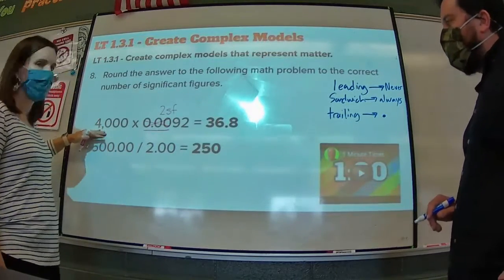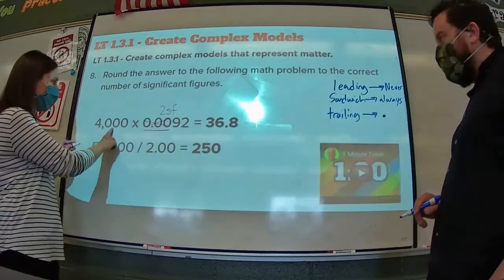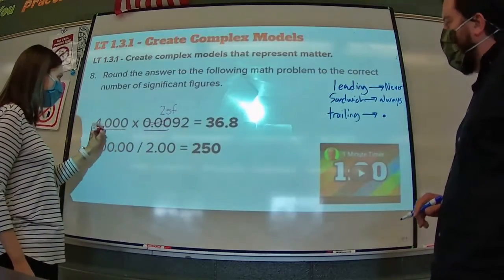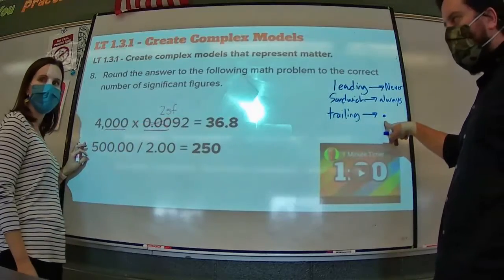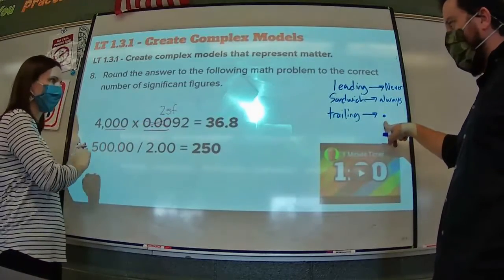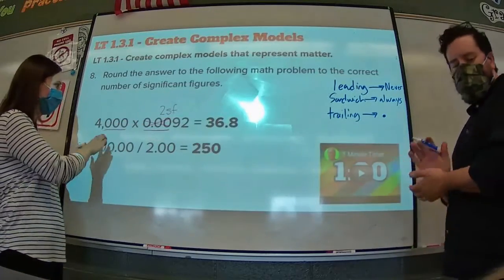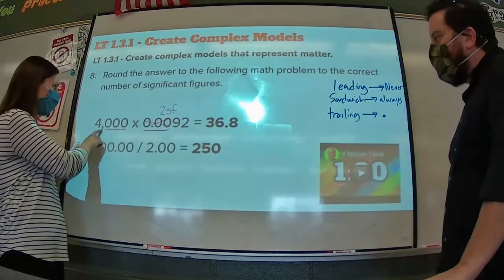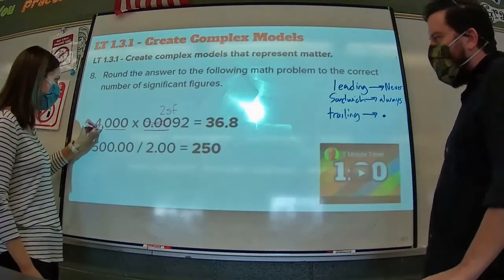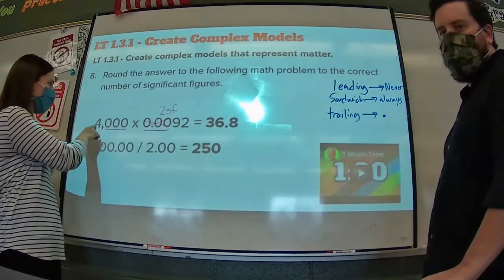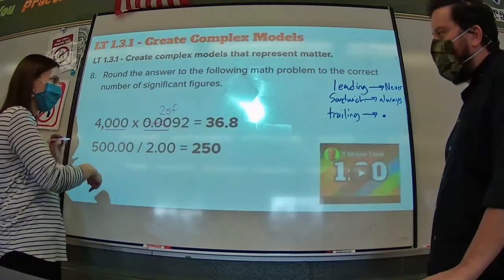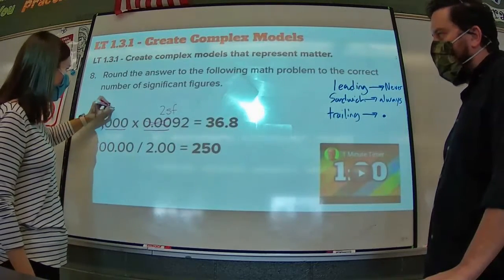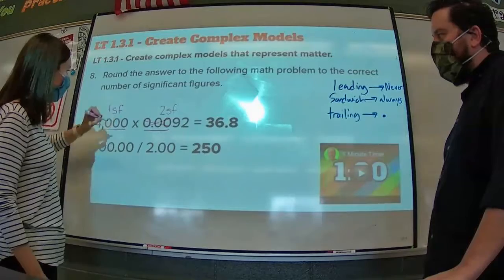When I look at 4,000, these are what are called trailing zeros, these 3 right here. Trailing zeros, when a decimal is present, are significant. When there's no decimal, they're not significant. So we see here that this is a comma, not a decimal. So the 4 counts because it's a non-zero number. These 3 do not count because there's no decimal. So that means that this answer only has 1 significant figure.